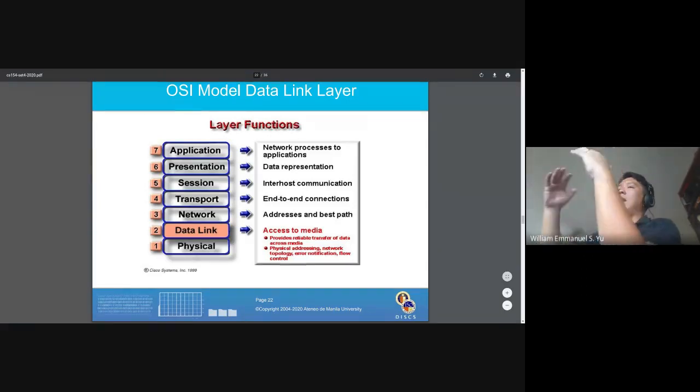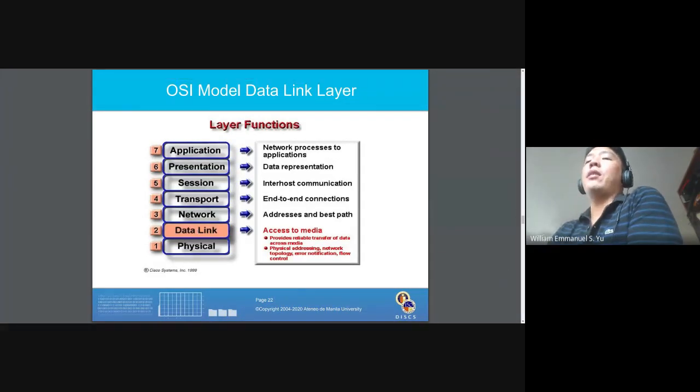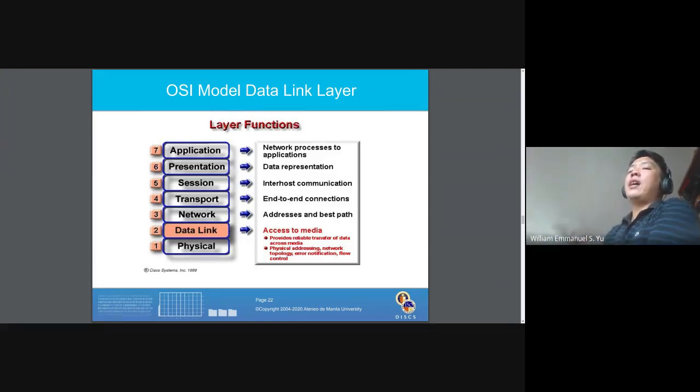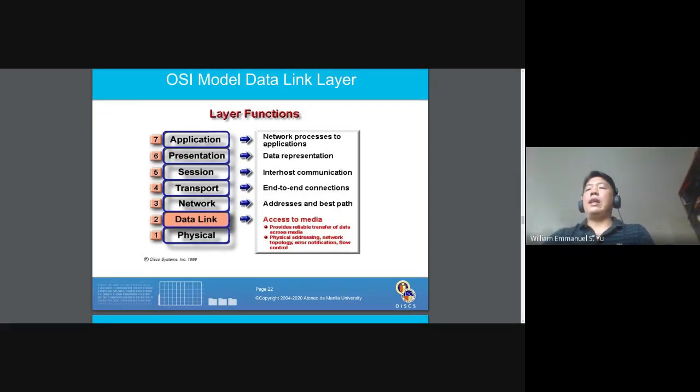Each frame, linalagyan pa ng envelope, linalagyan ng physical address, right? And the destination physical address as well. Then that is sent to an electronic component in a network interface card or the MAC layer that breaks it down into zeros and ones, and that is sent to the physical layer. And the physical layer, wala siyang trabaho but sends zeros and ones. That's actually the media layer.